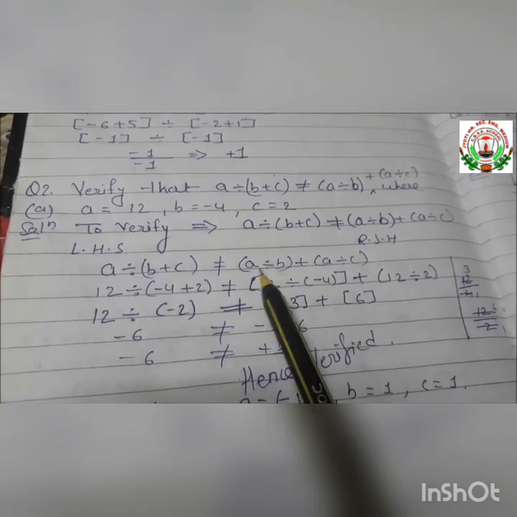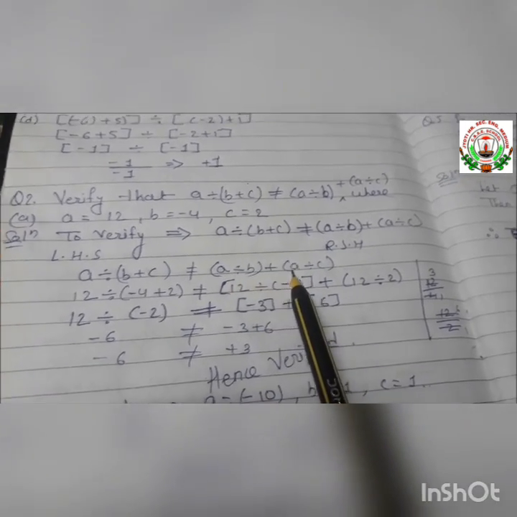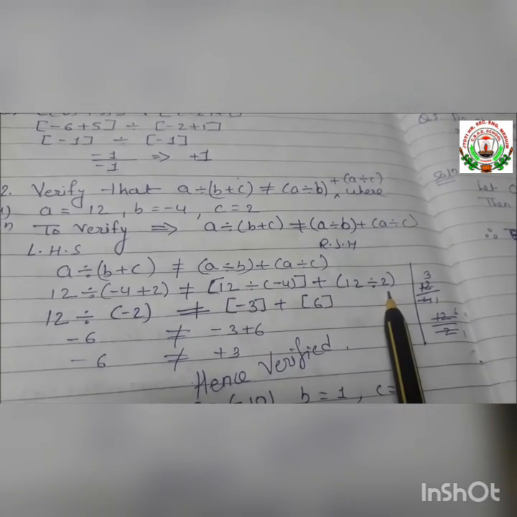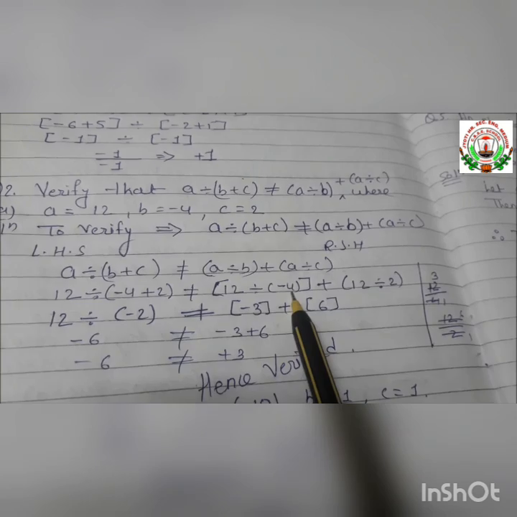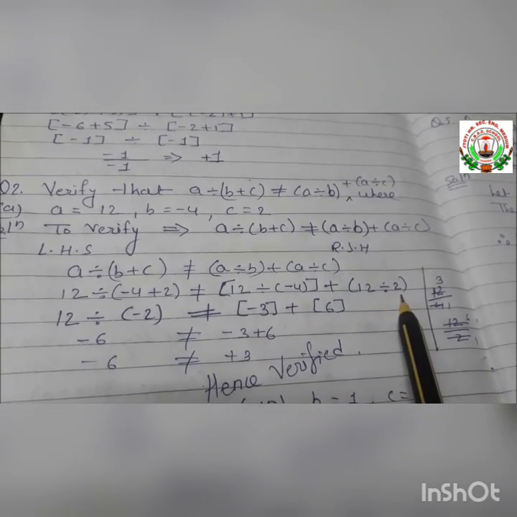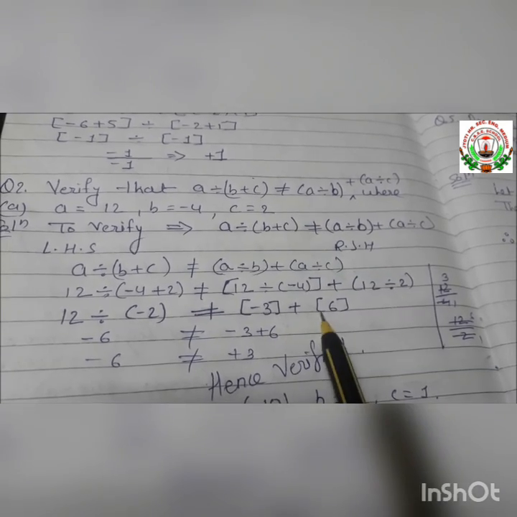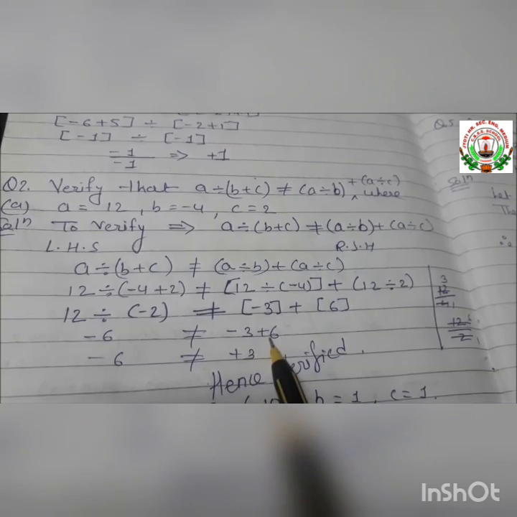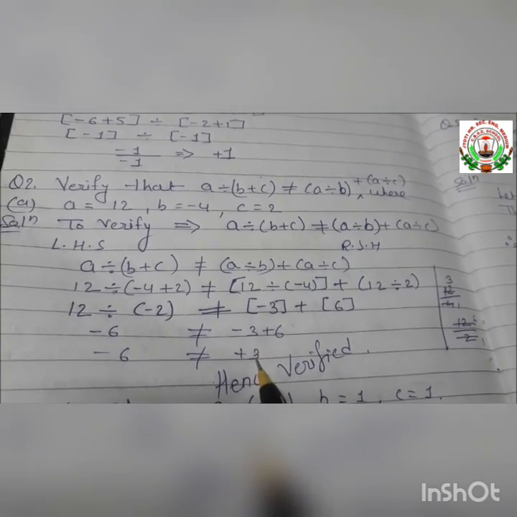In the same way, the RHS side, A divided by B plus A divided by C. So 12 divided by minus 4 plus 12 divided by 2. So 12 divided by minus 4, the answer will be minus 3. And 12 divided by 2, the answer will be plus 6. Now it will become minus 3 plus 6. When you solve the value, the answer will become plus 3.